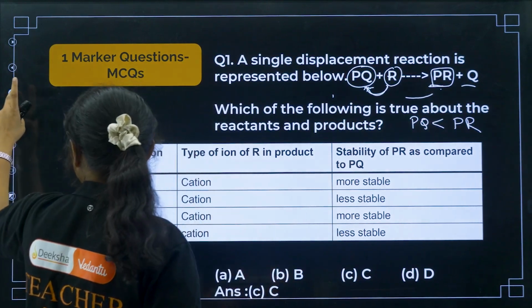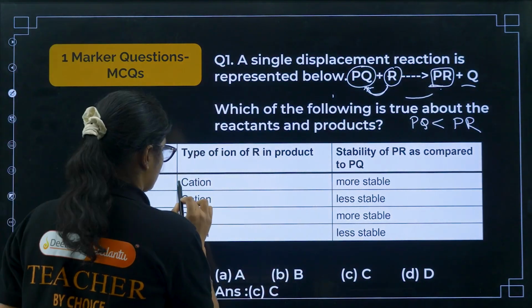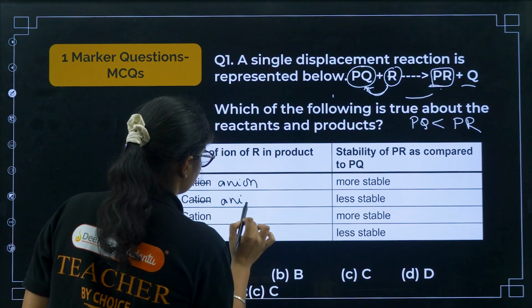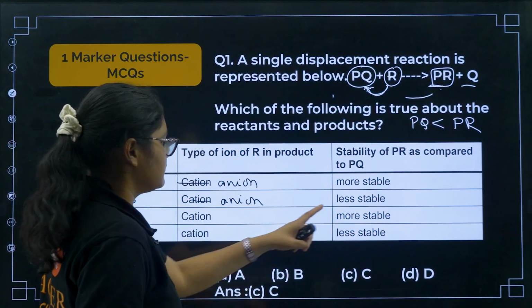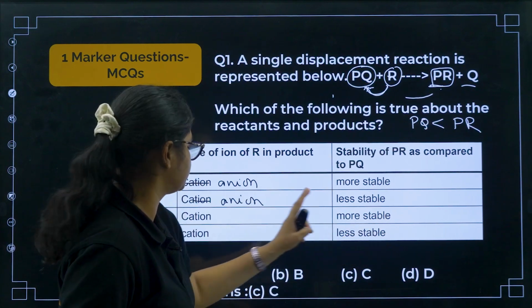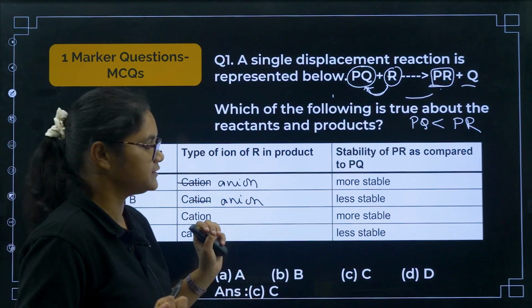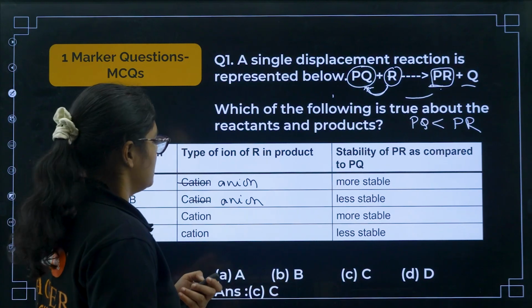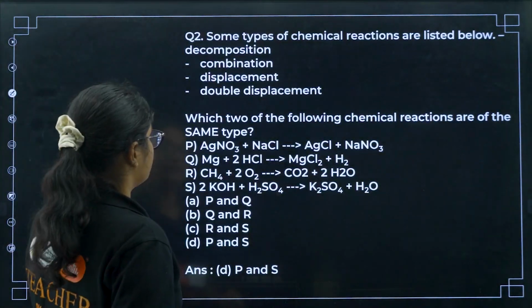I think there is some difference in this option, let me just modify it. This is anion, this is also anion. So PR is more stable and cation formation is there. That is why the correct answer is option C. Next, moving to question number 2.